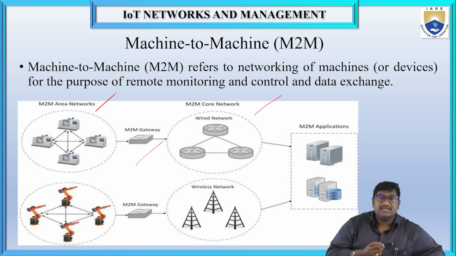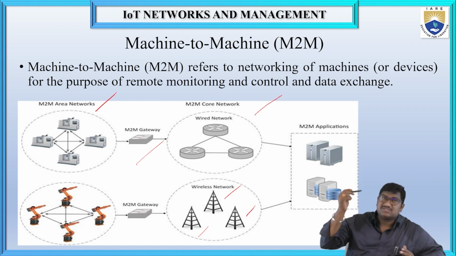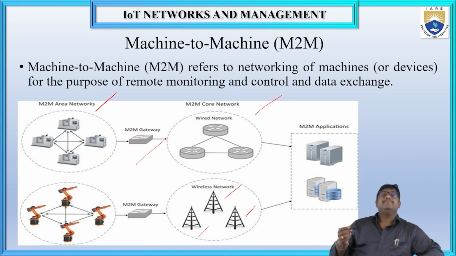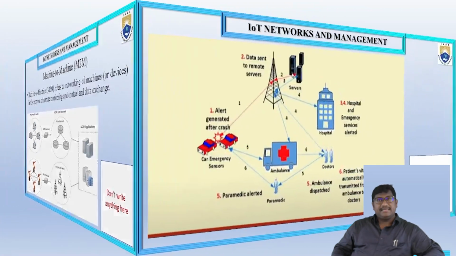Here the wired networks are signalling systems, and this gateway is connected to the area networks. Every area has a wireless network which is connected to the server. Got it guys? This is how the networks are being monitored, and with the help of this machine to machine gateway, these things are done.